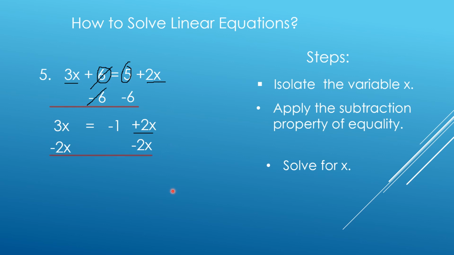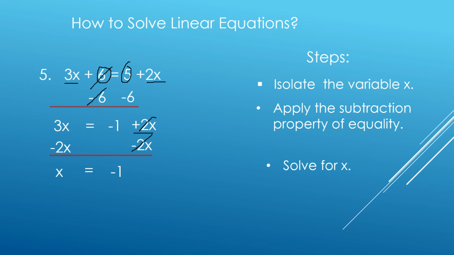So now, what we have is 3 minus 2, that is 1. So what we have now is 1x, or x, is equal to, copy negative 1. And this one, they are the same but different in sign, therefore that is equal to 0. So x is equal to negative 1.